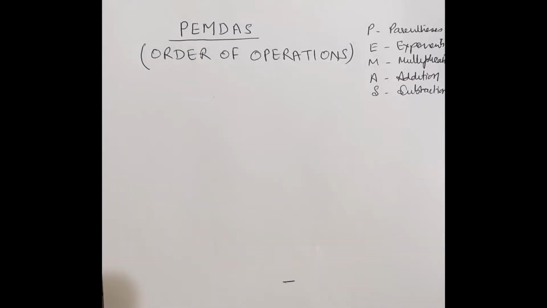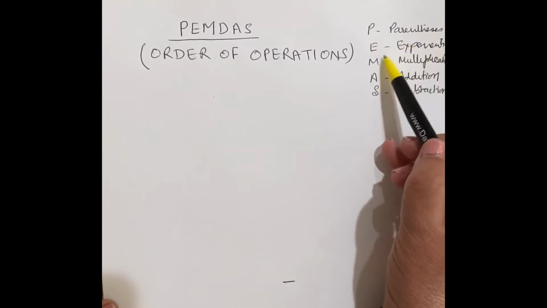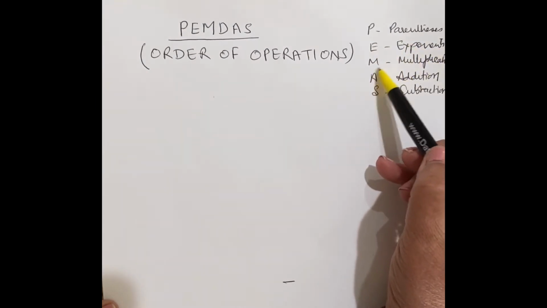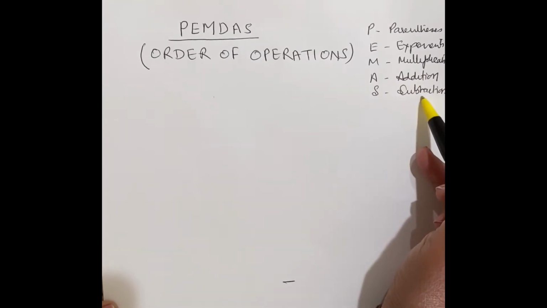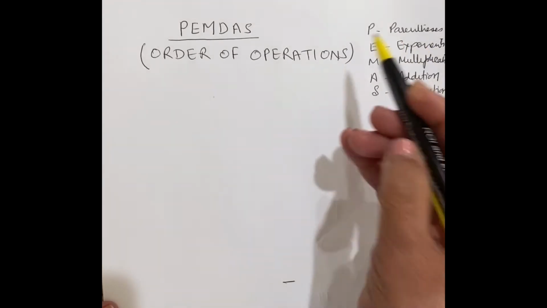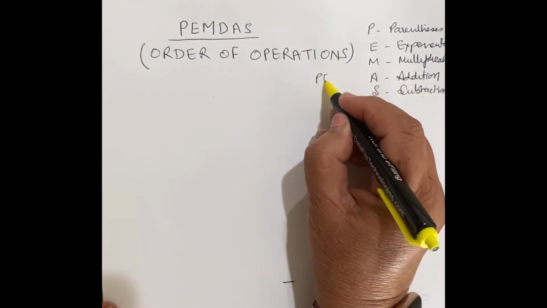In this video, I'm going to tell you about PEMDAS. What is PEMDAS? It's the order of operations for calculating expressions. P is parentheses, E for exponents, M for multiplication, D for division, A for addition, and S for subtraction. So its short form is PEMDAS.